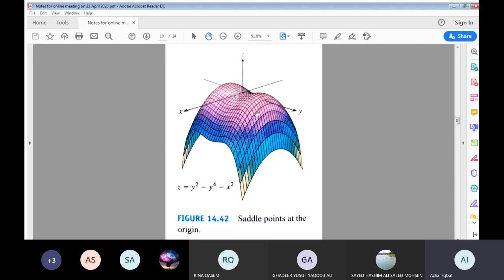If that is the case, this generates a surface called a saddle surface, or a saddle. So this is an example of that surface, and this is the equation which generates that surface: z is equal to y squared minus y to the power 4 minus x squared. The saddle point in this case is at the origin here.